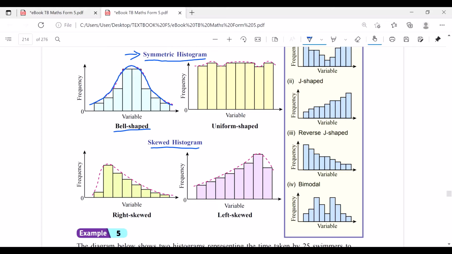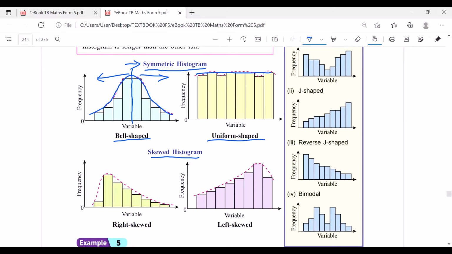And symmetric, why? Because if you make one axis here, it has a mirror image, the left and right have the same distribution, the dispersion quite the same. And for the other one, you see the frequency is nearly the same. It's very uniform, so you call it uniform shape. And it is a symmetric histogram because here you can find a mirror image. If you make one axis here, a mirror image. So very simple.